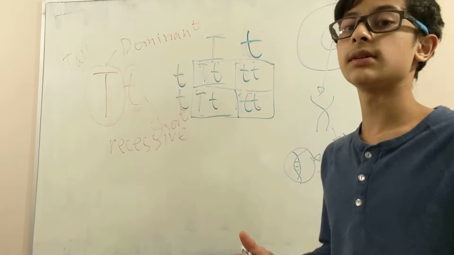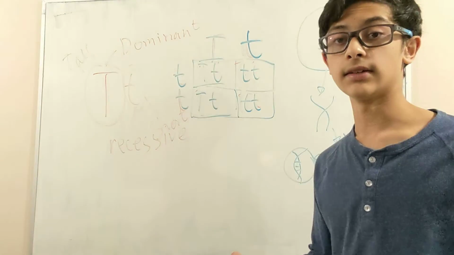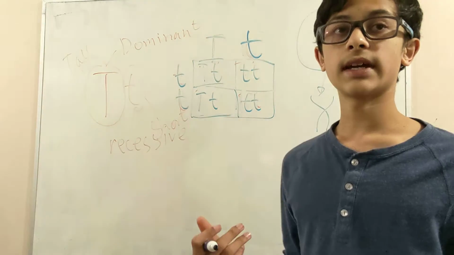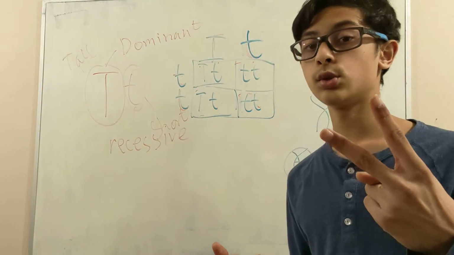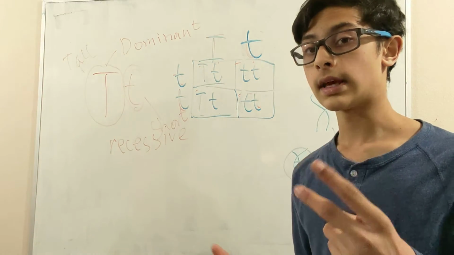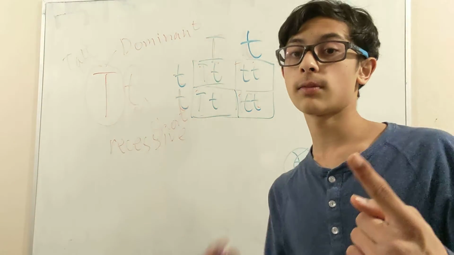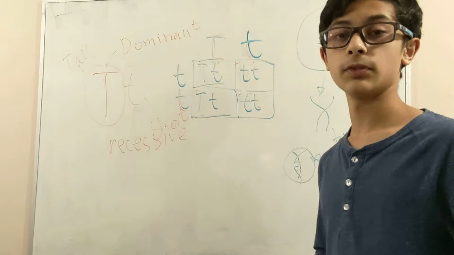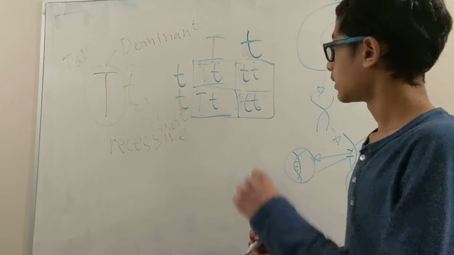And heterozygous basically means you have two different alleles. Homozygous means you have two of the same allele. So homozygous basically means you have two dominants or two recessives. And heterozygous means you have one dominant and one recessive. Homozygous, heterozygous. Those are important. You should probably remember that.